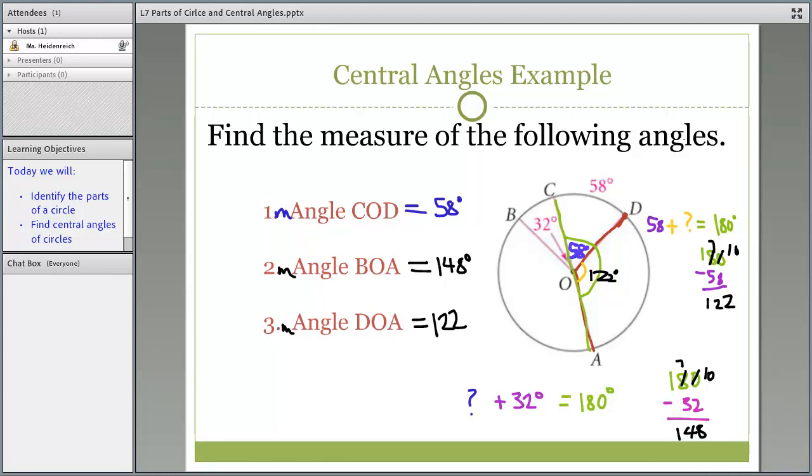122 degrees. Okay, so some of those can be a little bit tricky, and it just takes practice of seeing those half circles and finding out how to find that missing piece.